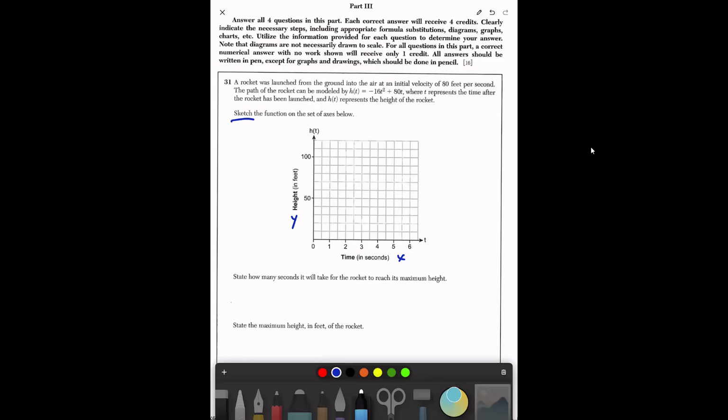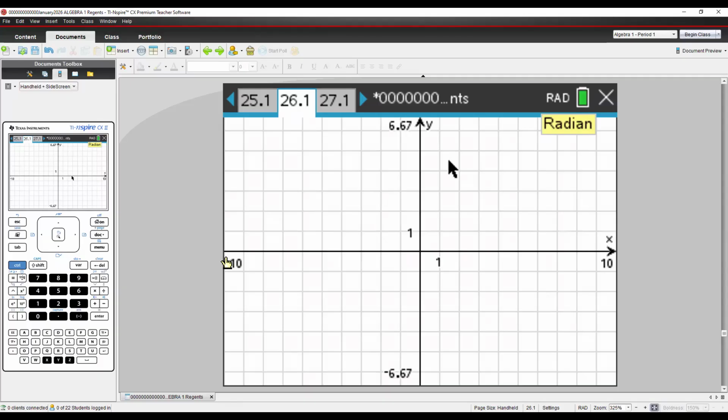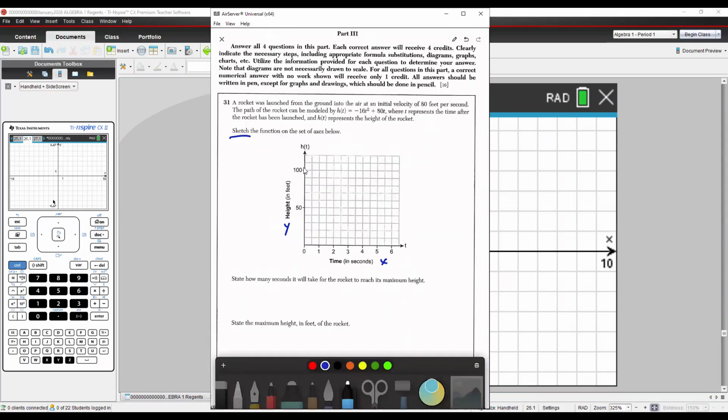Now, this is what the calculator normally looks like. It goes from negative 10 to positive 10, about 6.67 to negative 6.67. Guys, don't laugh, but I don't want this stuff over here. I just want the first quadrant. So I'm going to use these. This is 120, this is 7. I'm going to make my calculator window look like this so that I don't have to worry about anything.